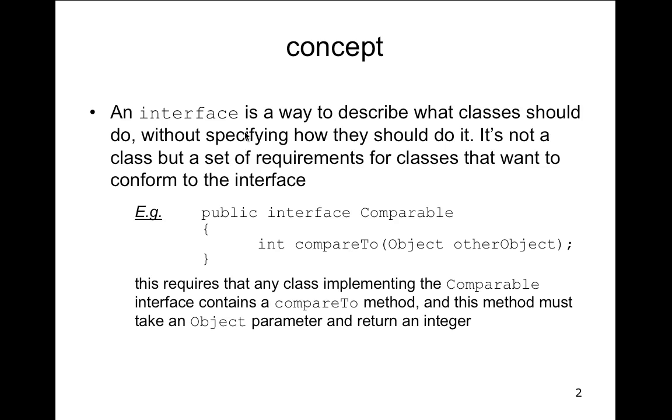So this method in this particular example must take an object parameter and return an integer, because the type of the method is int, or integer. And if it had 2 objects, it must take 2. If it had 1, it must take 1. So you can't deviate from the interface specification that's created.